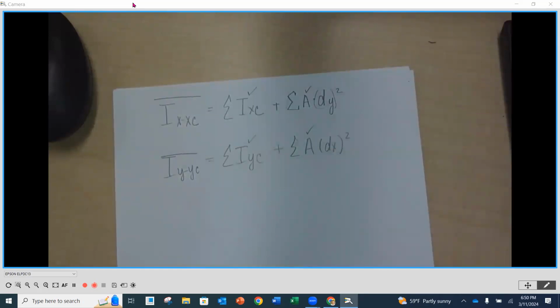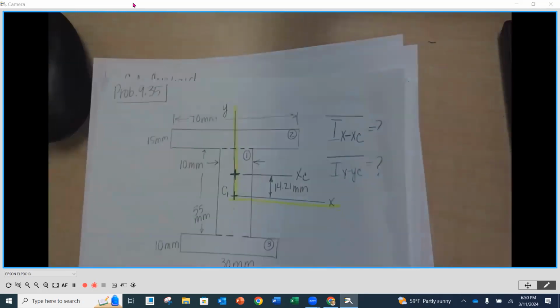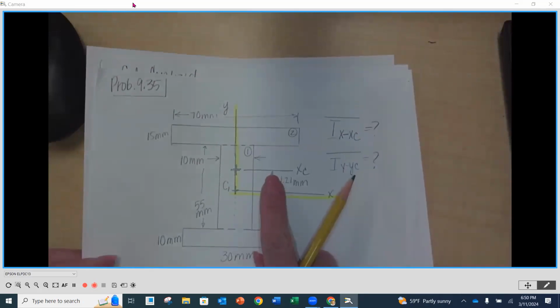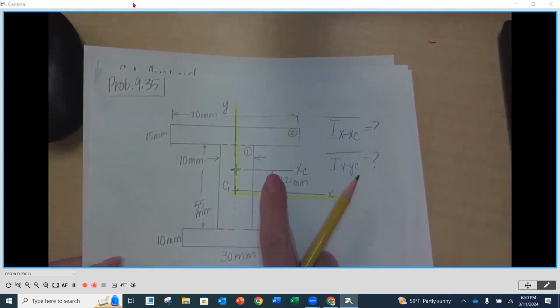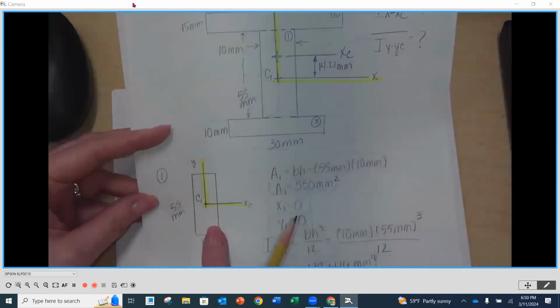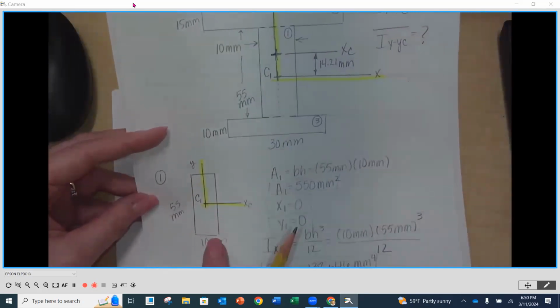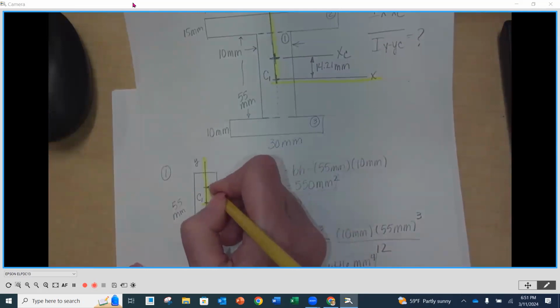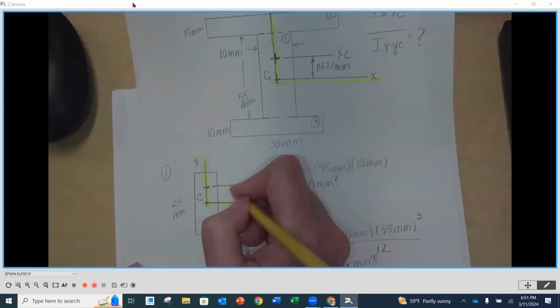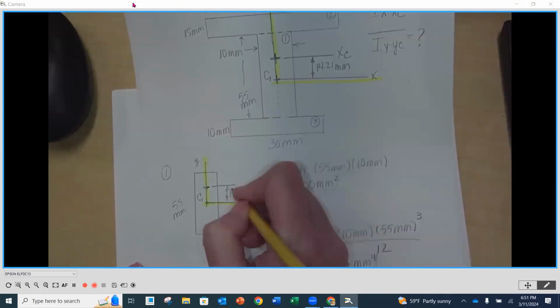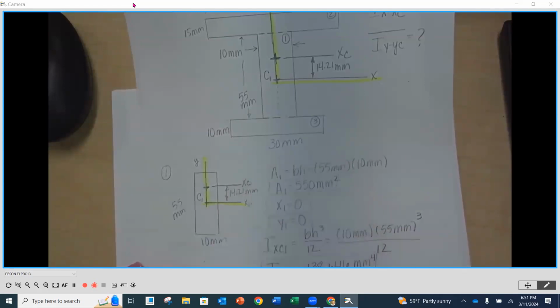So we're going to go back to each one of our shapes. We're not going to have to redo any illustrations, we're just going to add to it. So let's go back. Now what we want to do is add this X centroidal axis to each one of our shapes. On our first shape, this shifted up right here a little bit, 14.21 millimeters, to our X. We're going to call that the new XC axis.